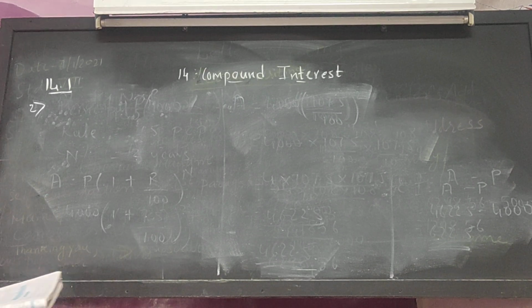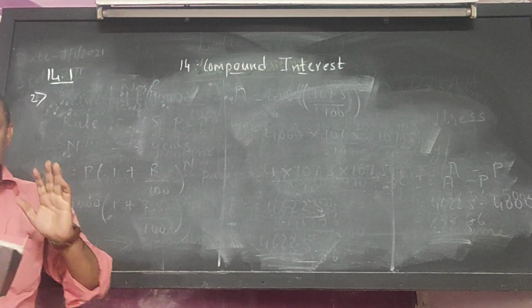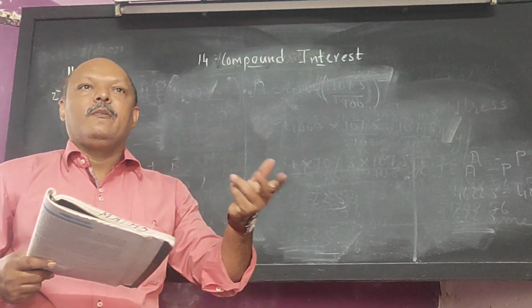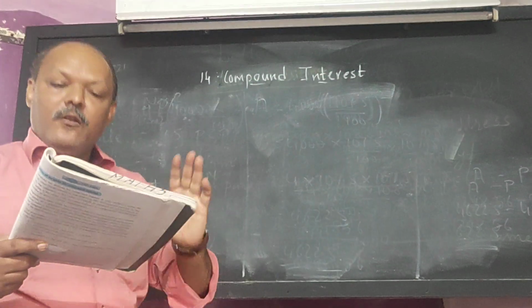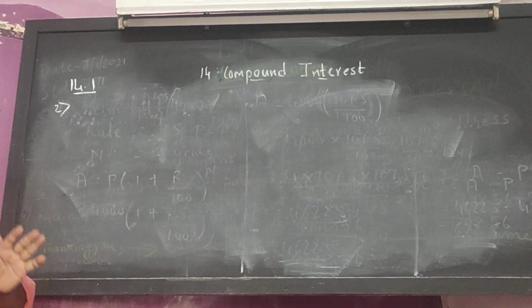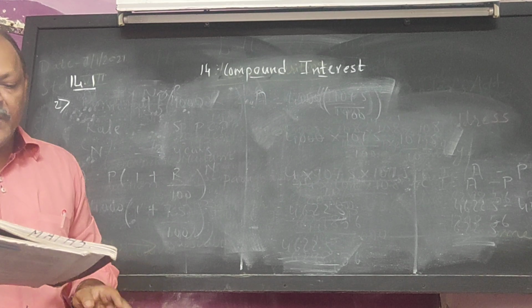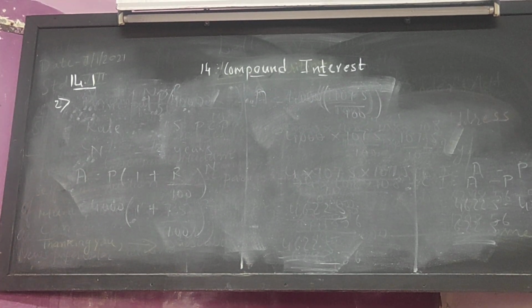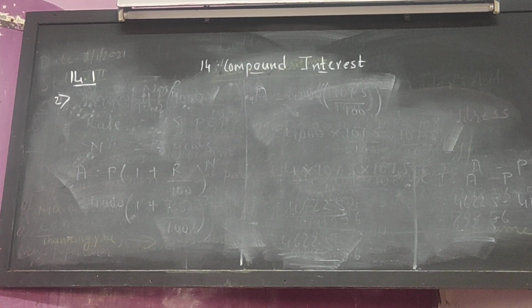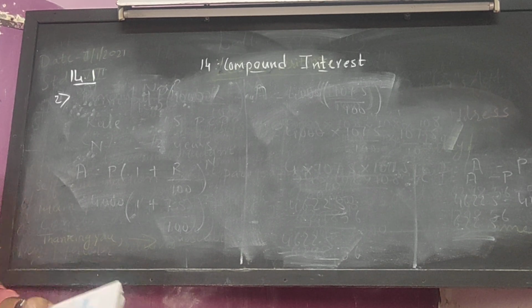Go to question number 2. It's a statement sum. Once you read the statement, you should understand what is the principal, what is R, and what is the number of years. These three things you have to identify first. So what is given here? Samira has taken a loan of rupees 12,500. Loan he has taken, that means your principal amount.